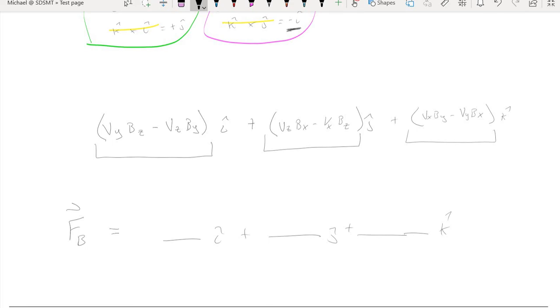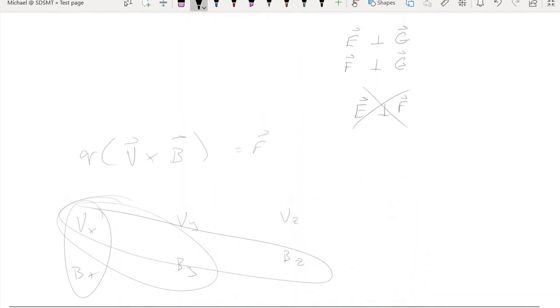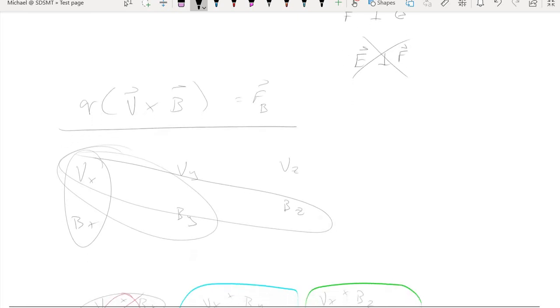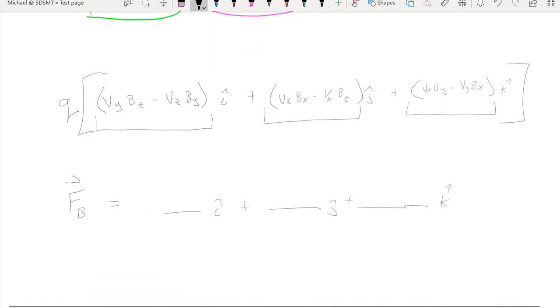The only thing that we're missing is that q value. Remember, way up at the top here, when we go to evaluate our cross product for magnetic force, after we're done taking the cross product of our velocity and our field vector, we have to multiply by the value of our charge.